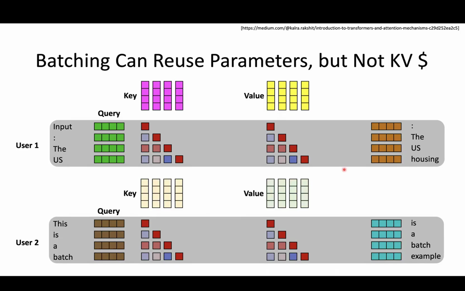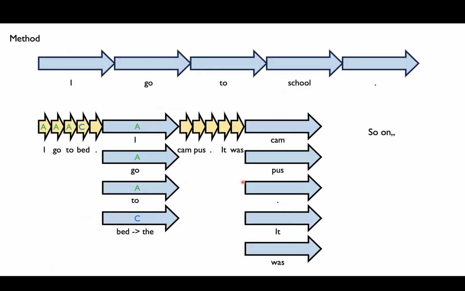So batching, serving multiple user requests in parallel. So we can reuse parameters in the case of batching. However, we cannot reuse KV cache. That's why we devised another idea called speculative decoding.